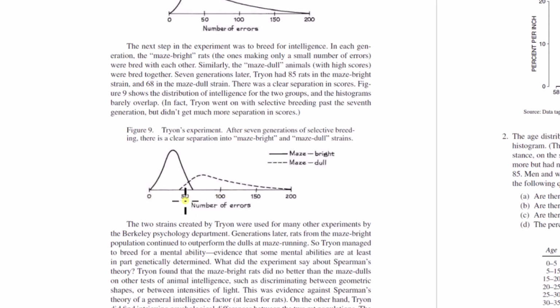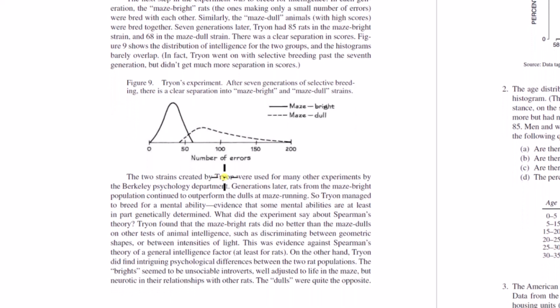So here, the rats were bred for intelligence. The maze bright rats, the ones that on average had lower scores, were bred together for a certain number of generations, whereas the dull ones, the ones with the higher scores, were bred together for a certain number of generations. And when you draw the histograms for the dull rats versus the bright rats, there's a clear separation in scores, and they barely overlap. So the idea is that in the dull group, there are potentially some cases where you have a dull group rat performing at the same level as a bright group rat, but overall, there's a clear separation.